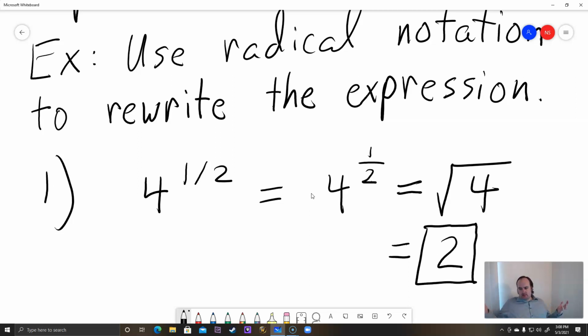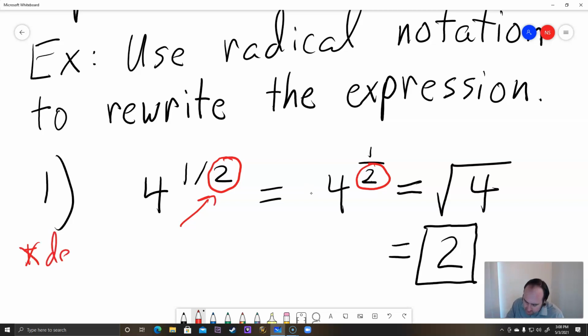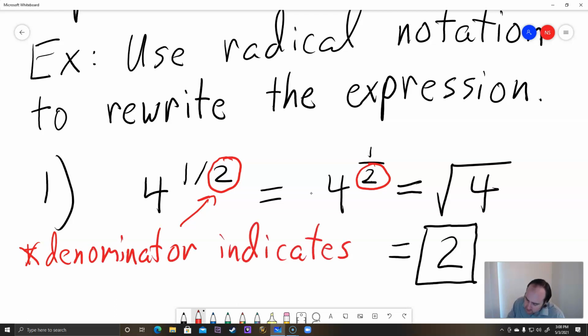Now, how did I know it was a square root? I saw it was a fraction, but how did I know it was a square root? Well, looking at the denominator, here the denominator is 2. So the denominator actually tells you what type of root it is. Let me write that down: the denominator indicates the type of radical.